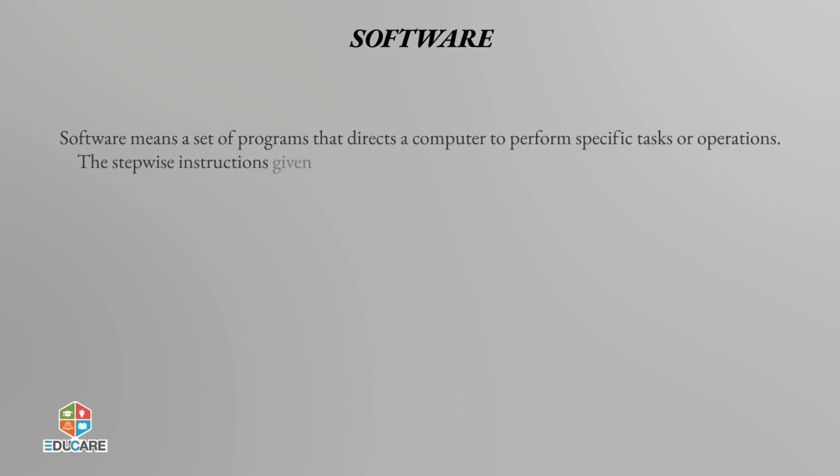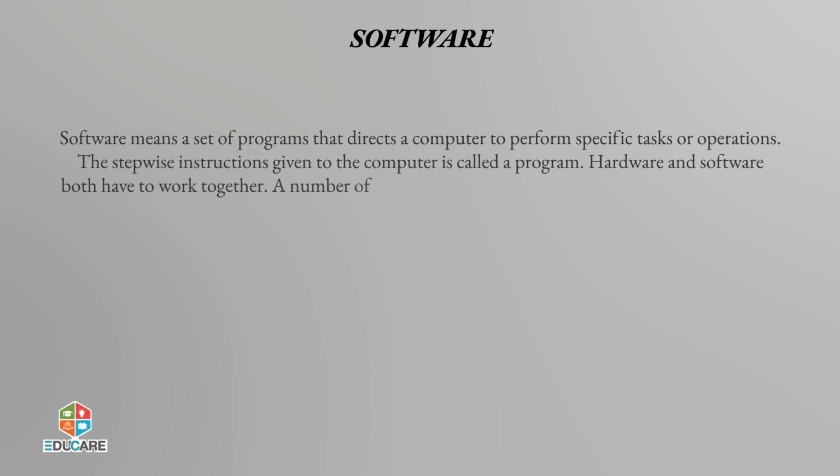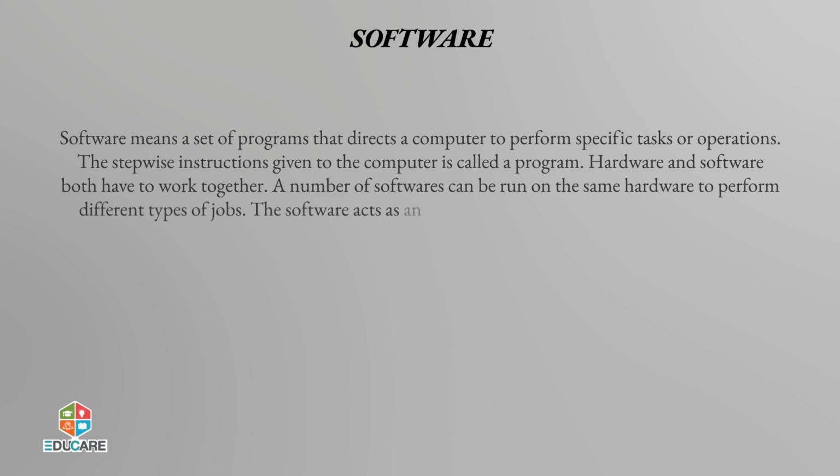Software. Software means a set of programs that directs a computer to perform specific tasks or operations. The stepwise instructions given to the computer is called a program. Hardware and software both have to work together. A number of softwares can be run on the same hardware to perform different types of jobs. The software acts as an interface between the user and the computer.